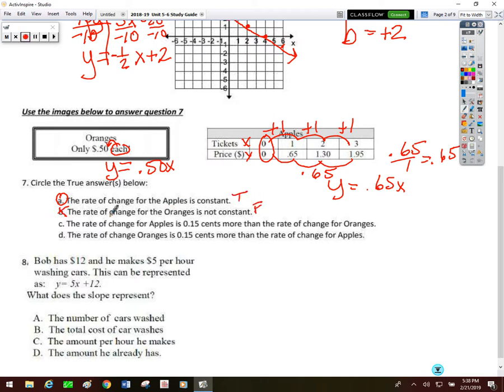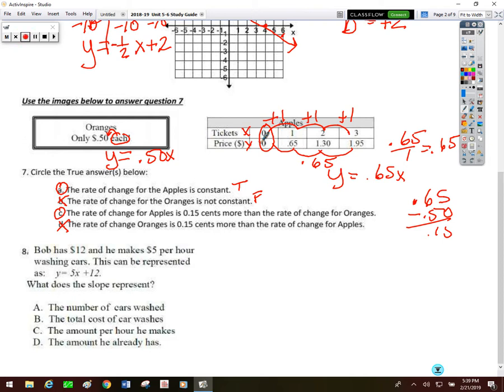That's false. The rate of change for apples is 15 cents more than the rate of change for oranges. Well, let's just compare them. If apples are 65 cents, and oranges are 0.50, and if I subtract, that's 0.15. So the rate of change is 15 cents more per apple than for oranges, right? So that's true. But then that's true, so that one's got to be false. All right, number 8. Good job on that. Just be very careful of finding that slope. All you're doing is comparing those slopes.